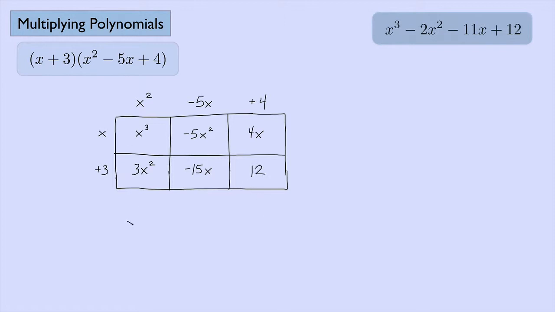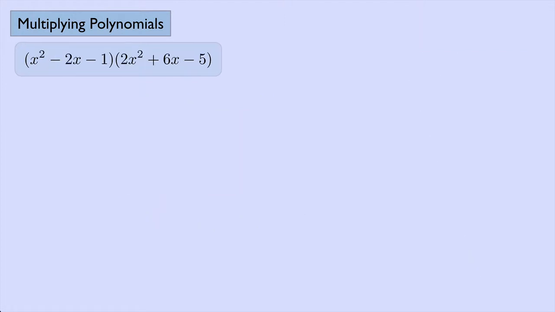So I have the x cubed. Then I have two x squared terms, negative 5x squared and 3x squared. That leaves negative 2x squared. Then I have two x terms, negative 15x and 4x. That makes negative 11x. And lastly, I have the 12. And you can see you do indeed get the same thing that we had before. Let's look at another example.